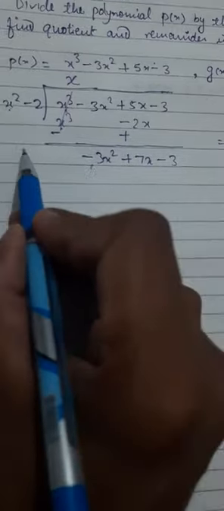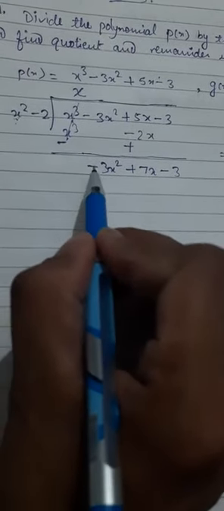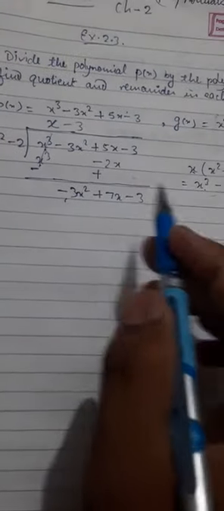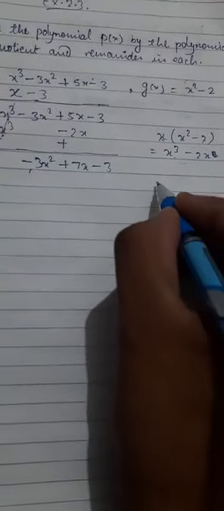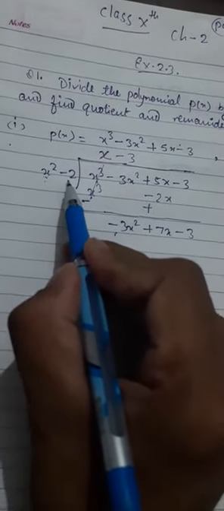Okay, see this minus 3x square. Now your first term we will divide by x square. Only see first term and first term. Minus 3x square and x square we will divide, then what will remain? Minus 3. So this minus 3 we will write on the upper side. Clear? Now this minus 3 we will multiply by both terms like this. Minus 3 we will multiply by x square minus 2, the divisor.